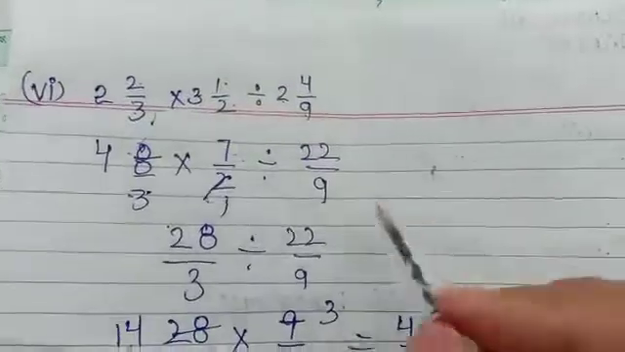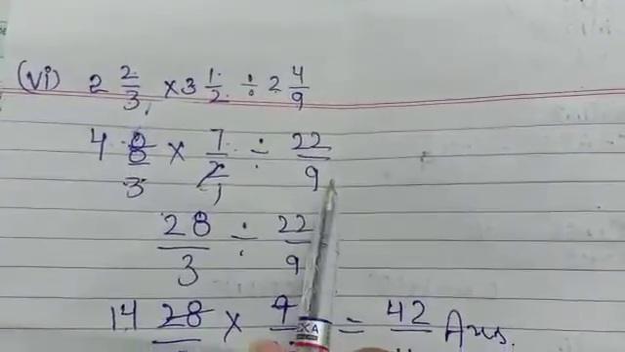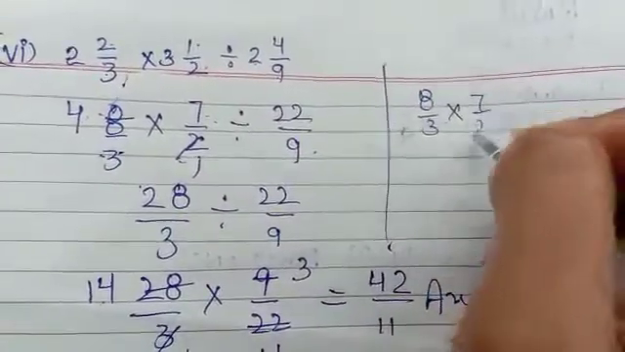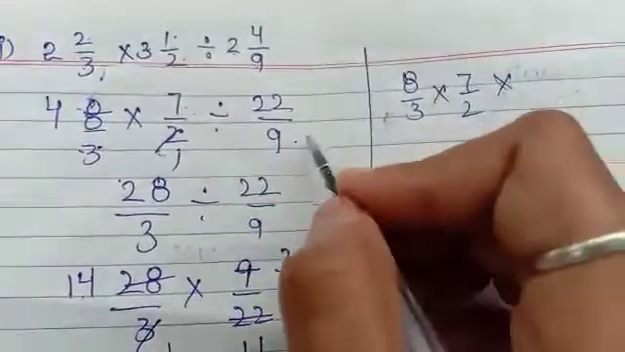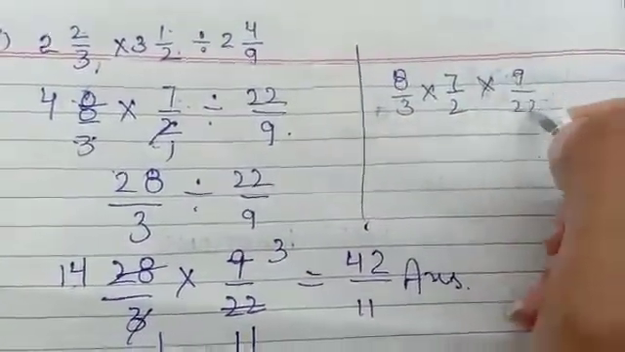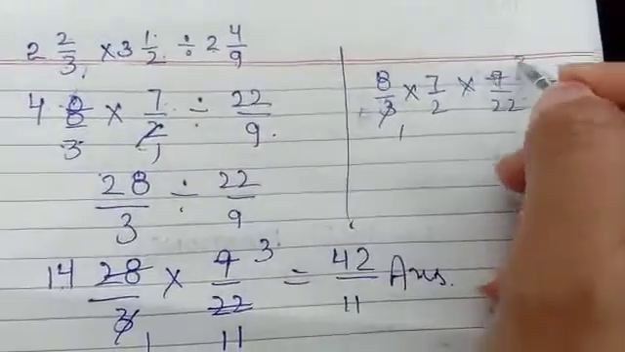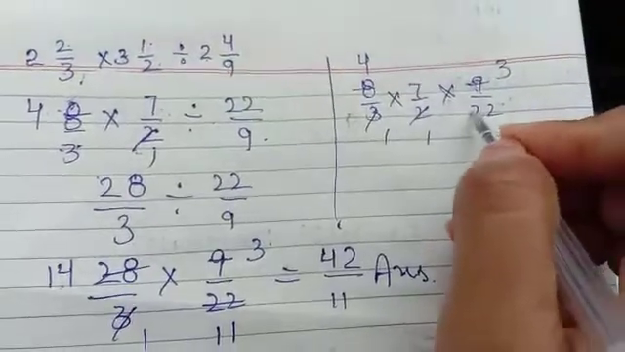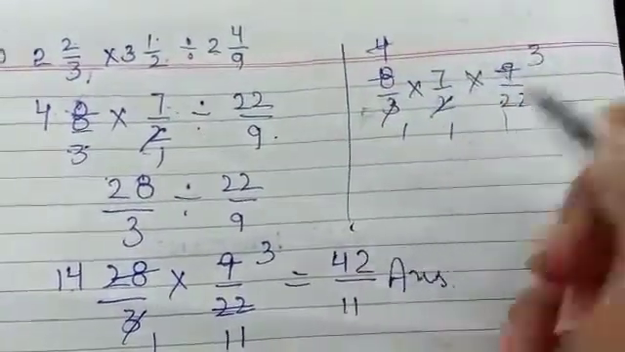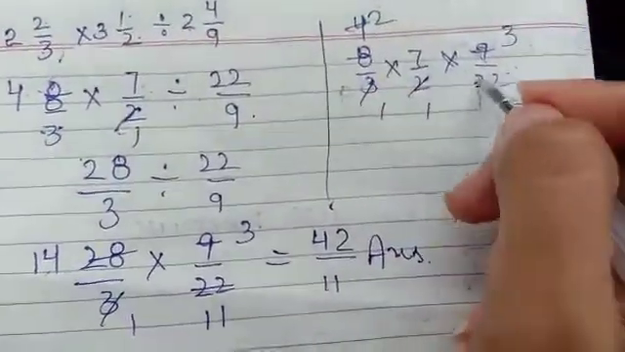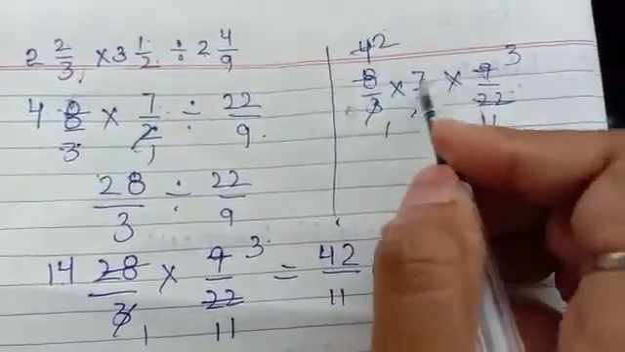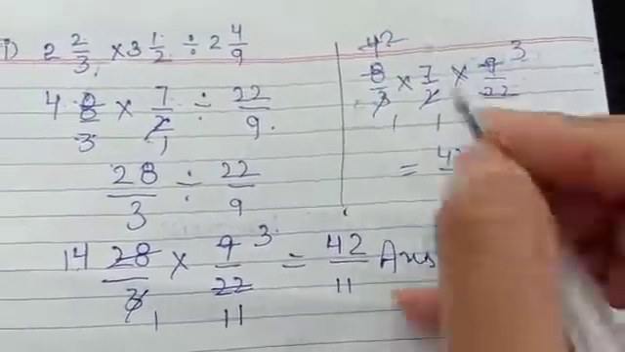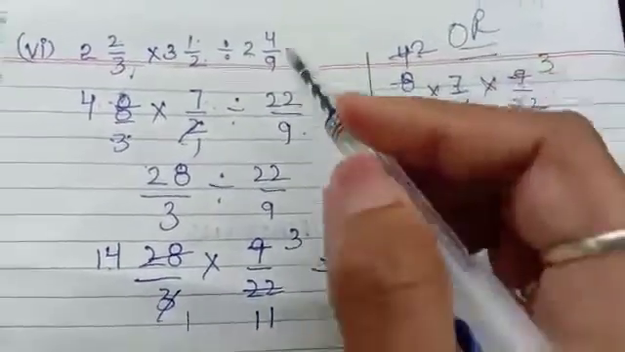If you want to solve it combined, with all the three numbers, you can do it. How can you do it? It will be 8/3, 7/2, change the sign and take the reciprocal, 9/22. Right beta? 3 1s are 3, 3 3s are 9, 2 1s are 2, 2 4s are 8, and 2 2s are 4, 2 11s are 22, right? 7 2s are 14, 14 3s are 42/11.